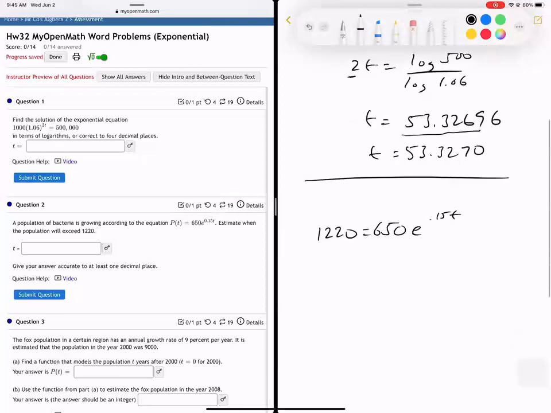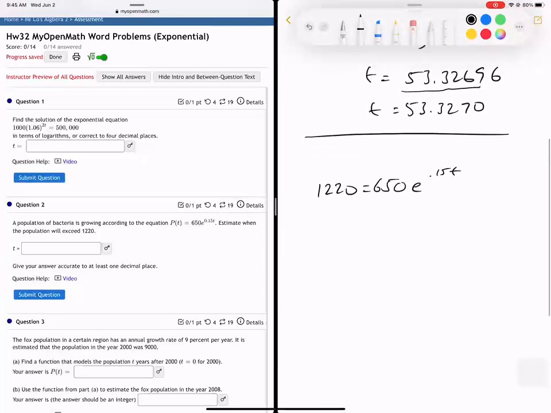Now, we're all set up, good to go. Now, what variable am I solving for? Please acknowledge that this is the exponent t. Now, to solve for the exponents, we're going to have to use logs. But I don't want log right now. We want to first get rid of the easy numbers. Let's get rid of the 650. It's 650 times e. So opposite of multiply is divide. So it's 1220 divided by 650. And then we're going to say it's e to the 0.15t.